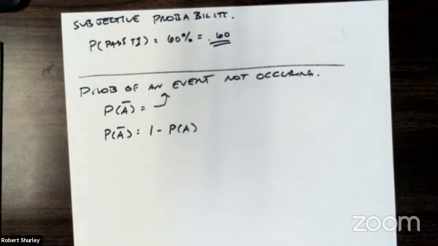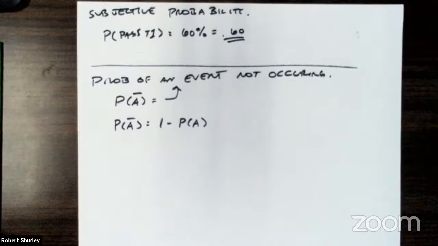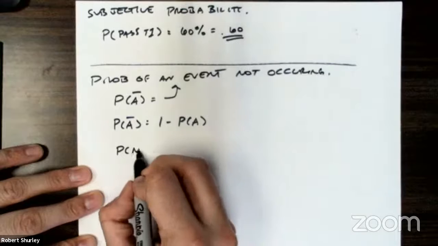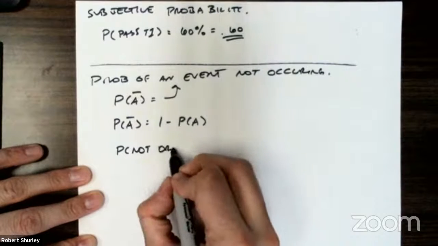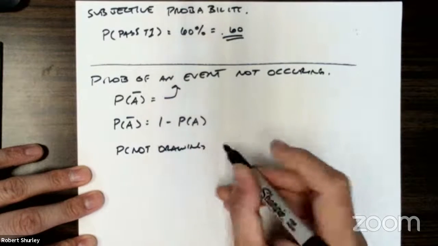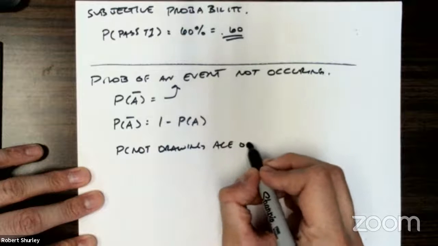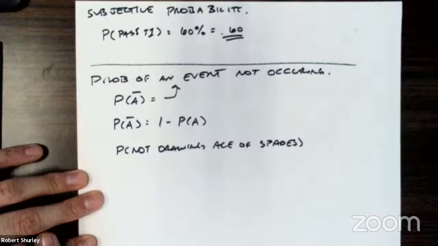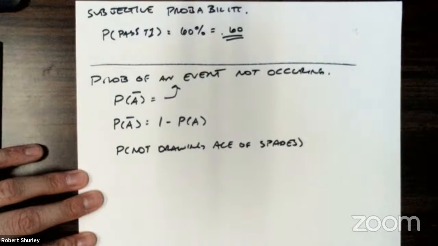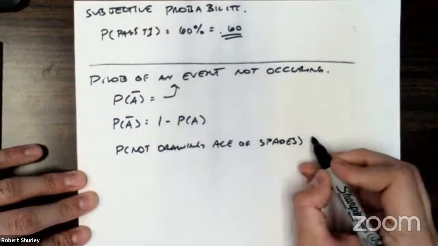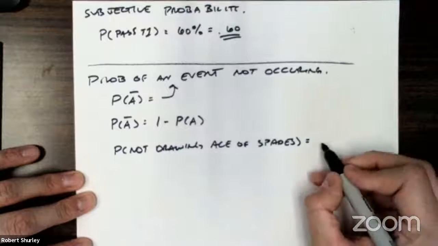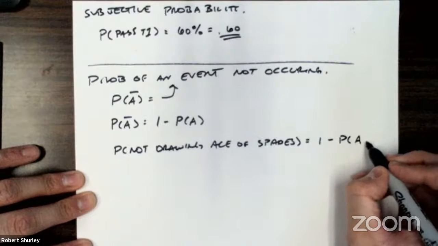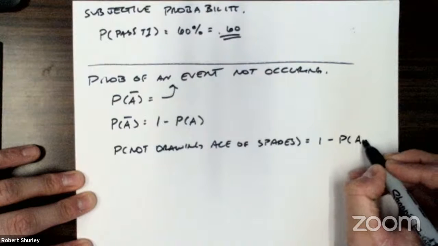It kind of makes sense here. Let's go back to the card examples. If I want the probability of not drawing the ace of spades, this is going to be equal to 1 minus the probability of drawing the ace of spades.